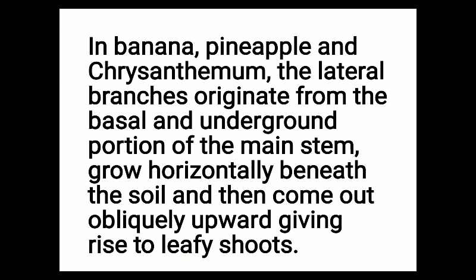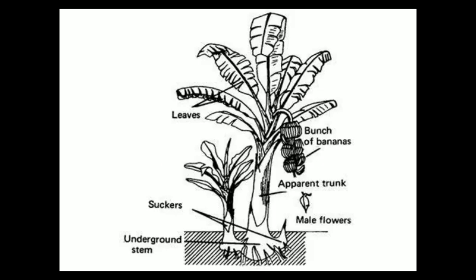Now the next modification of stem is seen in banana, pineapple and chrysanthemum. The lateral branches originate from the basal and underground portion of the main stem, grow horizontally beneath the soil, and then come out obliquely, giving rise to a leafy shoot. So in banana and pineapple plants, the lateral branch originates from the basal and underground portion of the main stem. In this diagram you can observe a banana plant.